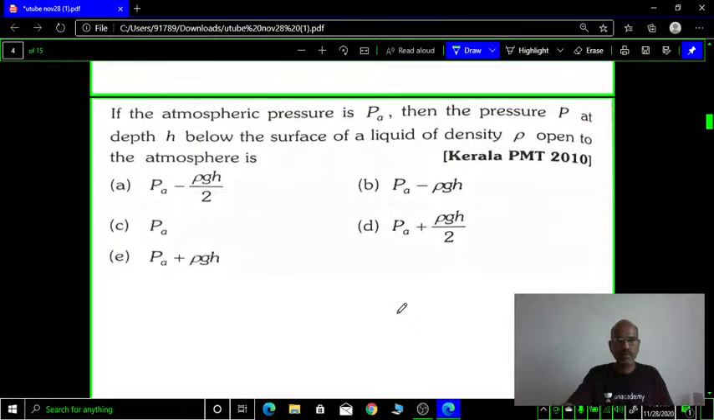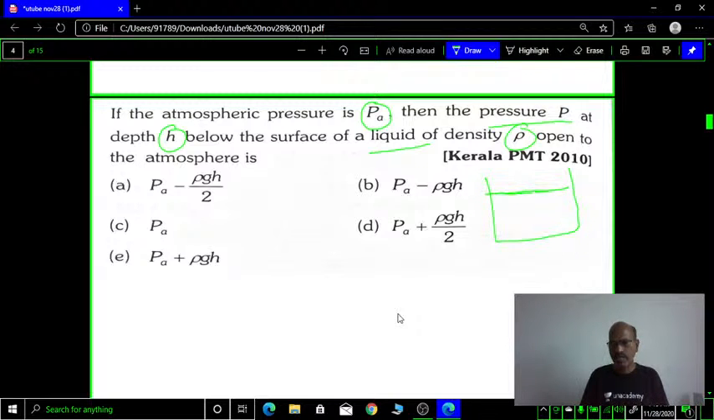If the atmospheric pressure is PA, the pressure exerted by the atmosphere, then the pressure P at a depth H below the surface of a liquid of density rho, open to atmosphere, that means open atmosphere such that we discussed in the two sums based on that formula. Atmospheric pressure PA, then the pressure P at a depth below the surface of the liquid. This is the same as what we discussed now.